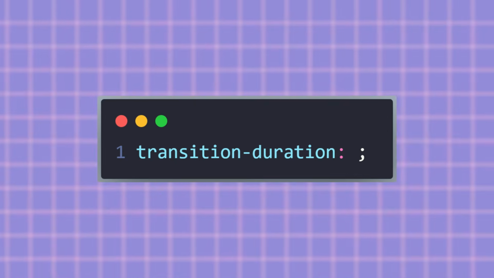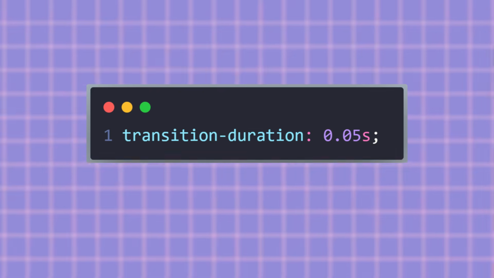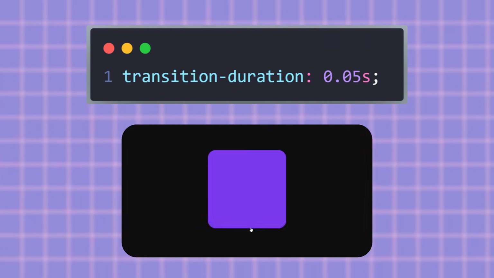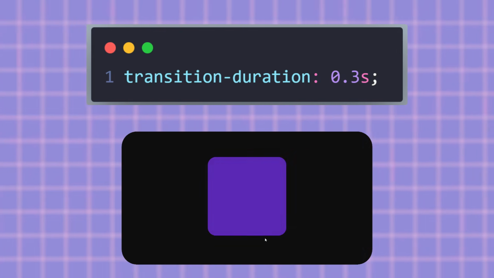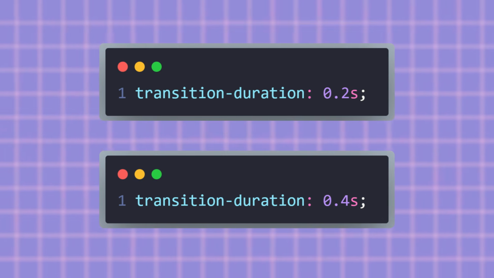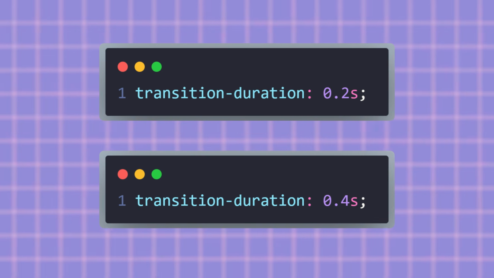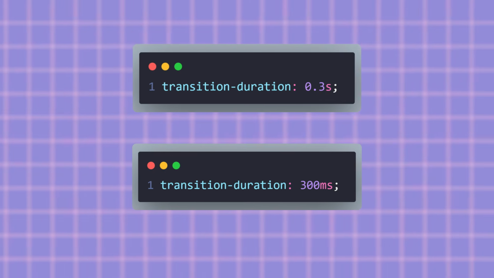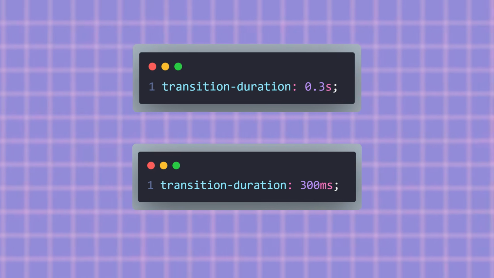Transition duration is how long the animation takes. You set it too fast, like 0.05 second, and nobody even notices the animation. Set it too slow, like 3 seconds, and it feels sluggish. For most UI interactions, 0.2 second to 0.4 second is the sweet spot. You can use seconds (s) or milliseconds (ms), so 0.3 second and 300 ms are exactly the same thing.